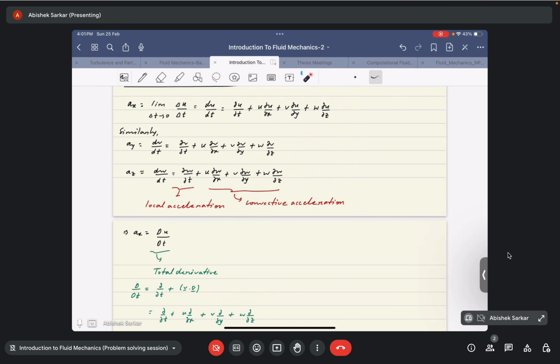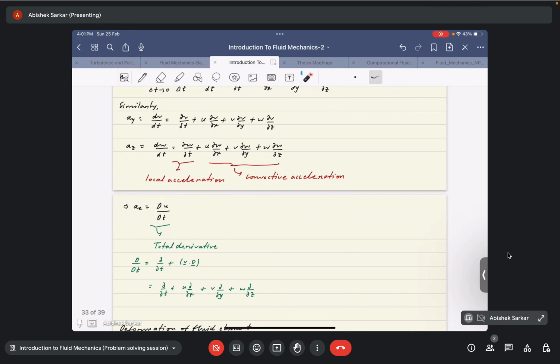Okay, again, as discussed by Professor Chakraborty, this acceleration can be divided into two major components. First is the local acceleration, and second is the convective acceleration. Again, I will not dive deep into how these two components are different or how they behave differently. There's a very beautiful example taken by Professor Chakraborty in his session. I insist that you go through that, but for the sake of saving time, I don't think I will repeat that.